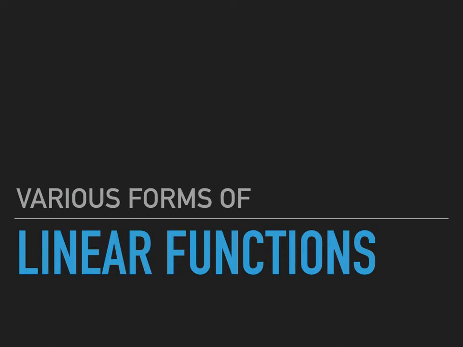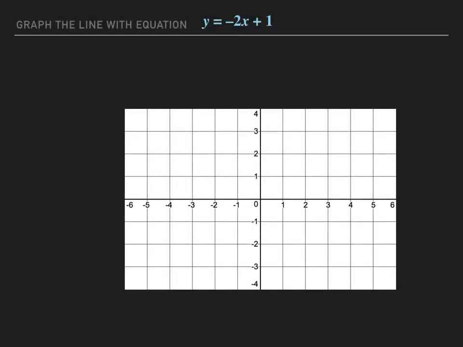Let's review the different forms of linear functions. We'll talk about slope-intercept form, standard form, and point-slope form. We'll start with the slope-intercept form of a line.